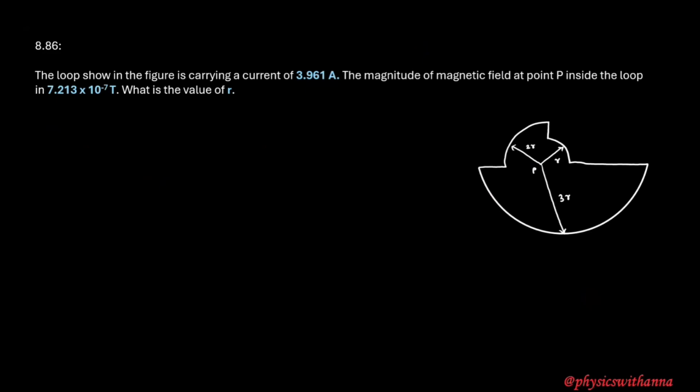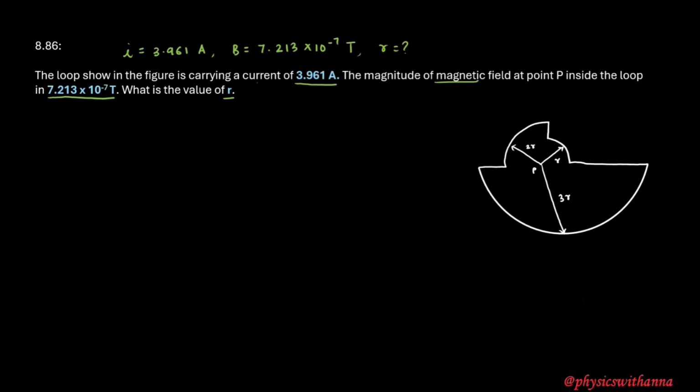Next we discuss question 8.86. The loop shown in the figure is carrying a current of 3.961 ampere. The magnitude of magnetic field at point P inside the loop is 7.213 times 10 to the power negative 7 Tesla. What is the value of R? So here in this question, again, we have been given the current in the loop, which is 3.961 ampere. We have the net magnetic field at point P, which is 7.213 times 10 to the power negative 7 Tesla. And we need to find what is the value of R.